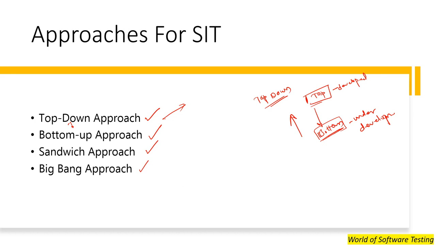So the bottom up approach is also called bottom up integration testing, and it is the opposite of the top down approach. The bottom up approach involves testing the lower level modules, that is the sub modules, first, and then gradually progressing incrementally to the higher level modules.